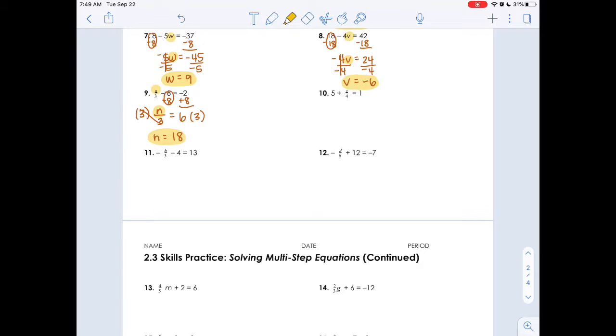You're going to try 10. It says 5 plus x over 4 equals 1. The variable here is x. The first step is to get rid of the 5. It's positive, so I'm going to subtract 5 from both sides. 5 minus 5 is 0, leaving me with x over 4. On this side, I have 1 minus 5, which is a negative 4. To get the x alone, I need to multiply both sides by 4. 4 divided by 4 is 1x. And if I multiply by 4 on this side, negative 4 times 4 will give me a negative 16.